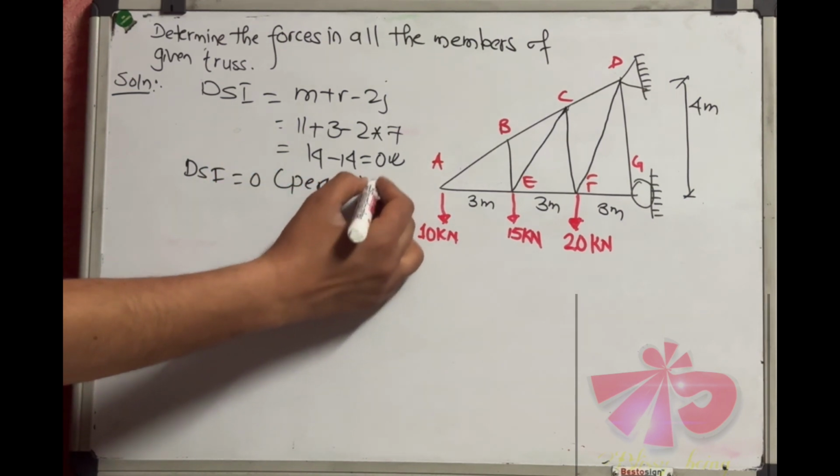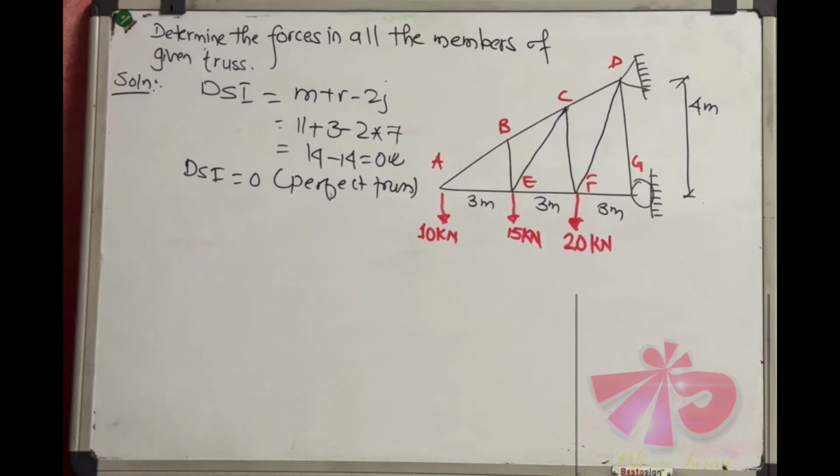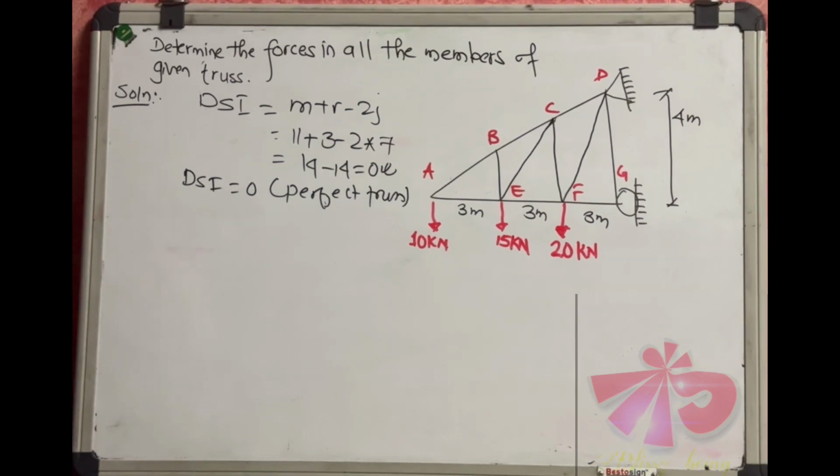It is a perfect truss and it can be solved with the help of the available equations, that is, summation of Fx is equal to 0, summation of Fy is equal to 0, and moment about any point is equal to 0, right? So another task is to determine the support reactions.